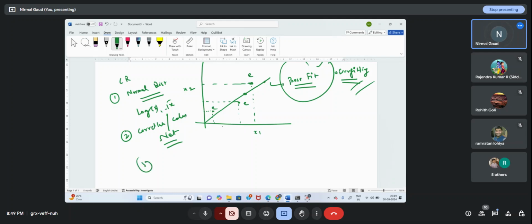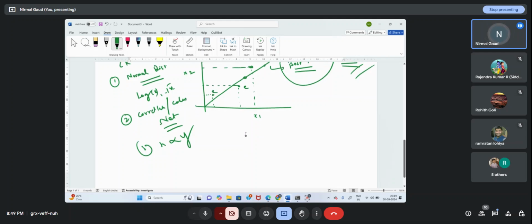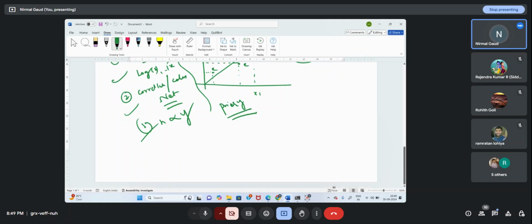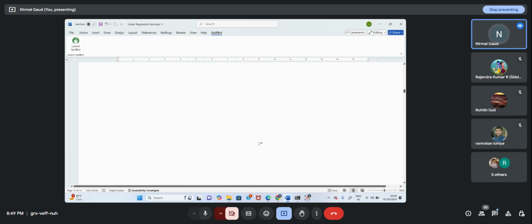Relationship between x and y should be linear. And the things which I told about the variance: the distribution should be the same, and the mean should be 0. If we can take these three things on priority, these are the priority assumptions. Then the rest you can keep aside, and you can apply the linear regression model. So yes, I have explained the requirements.